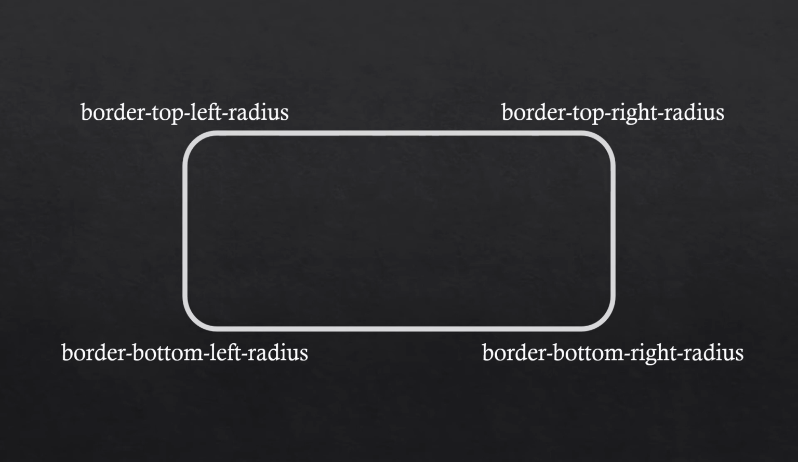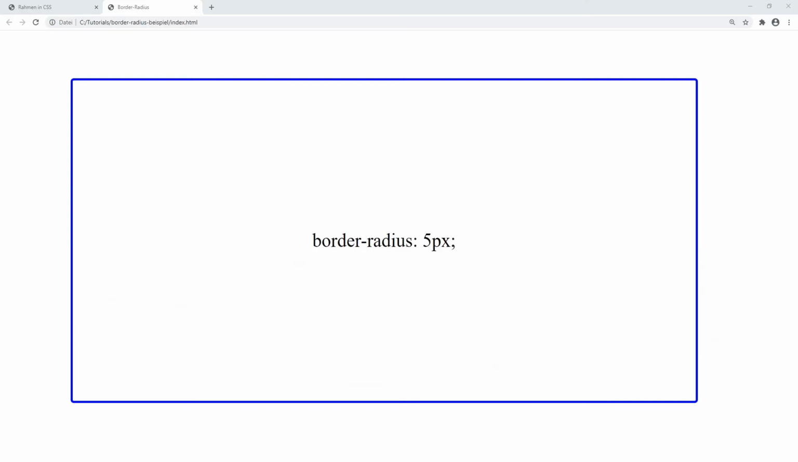As with the other border properties, there are individual property names for the individual corners. They are called border-top-left-radius for top left, border-top-right-radius for top right, border-bottom-right-radius for bottom right, and border-bottom-left-radius for bottom left. It is much easier, however, to keep the shorthand notation with the border-radius property and simply specify more than one value. If only one value is given, it applies to all 4 corners.